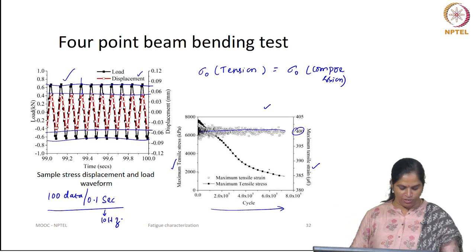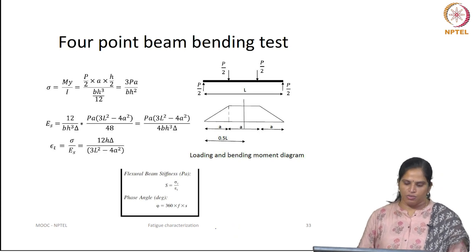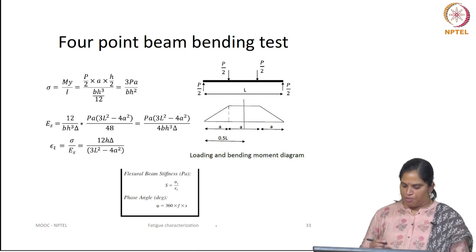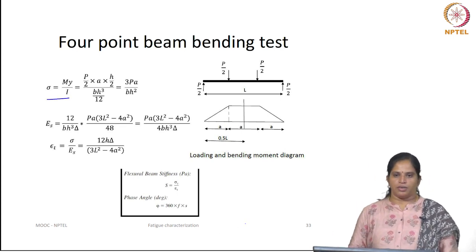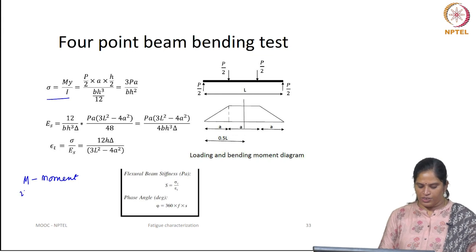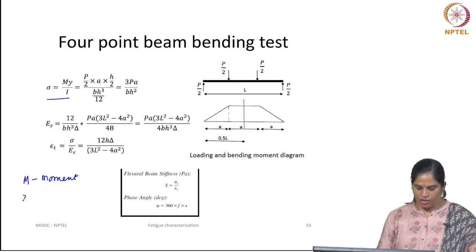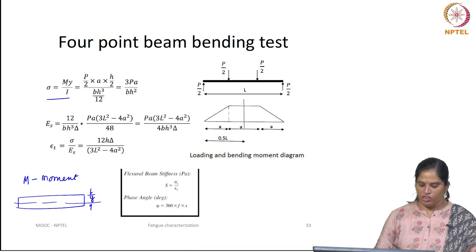Let us discuss the pattern of decrease for a while. Before that, we will see how to calculate the flexural stiffness of a material. It's a beam bending test. We will use the conventional elastic beam bending equation, sigma is equal to My by I, where M is the bending moment, and y is the distance from the neutral axis to the extreme fiber of the beam. So if this is your neutral axis, this is y, and I is the moment of inertia.